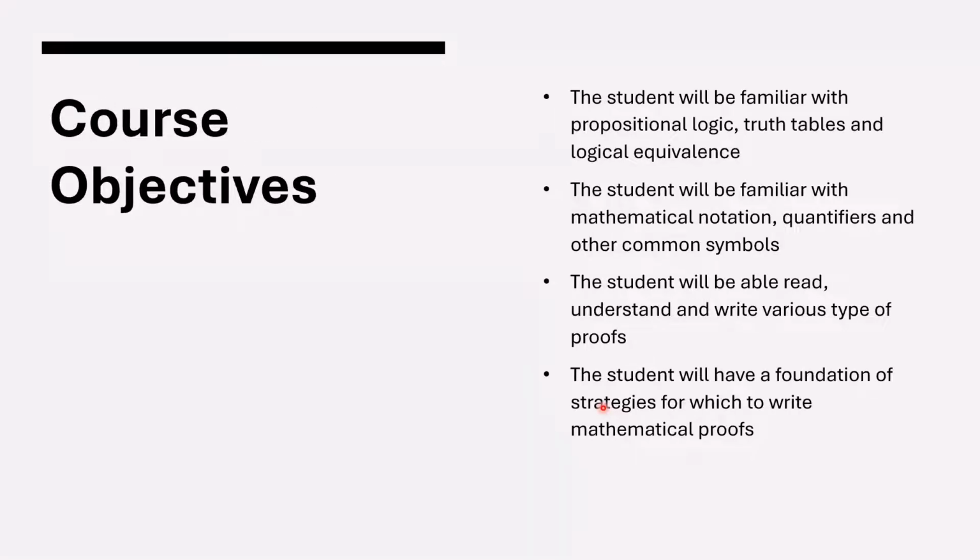Okay, so what are the objectives? First, you're going to become familiar with propositional logic, truth tables, and logical equivalents. To become familiar with mathematical notation, quantifiers, and other common symbols like the symbols for number sets and so forth. The student will be able to read, understand, and write various types of proofs. So those are the proofs I mentioned on the previous page. And the student will have a foundation of strategies with which to write mathematical proofs. So when you read a theorem or a corollary, you'll have an idea of different ways to approach it based on how the theorem is set up and what the conditions are.